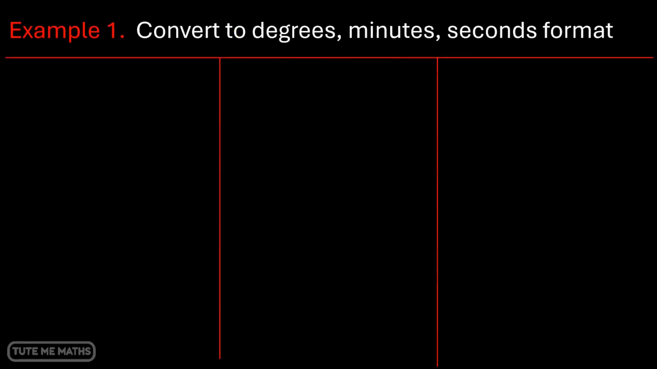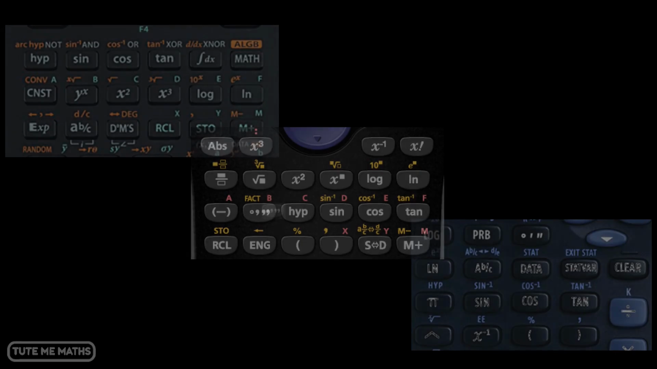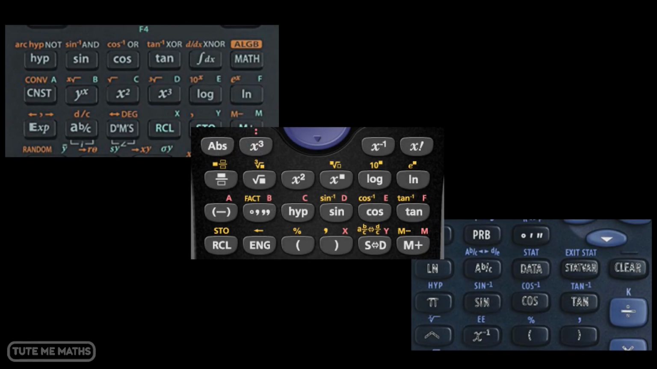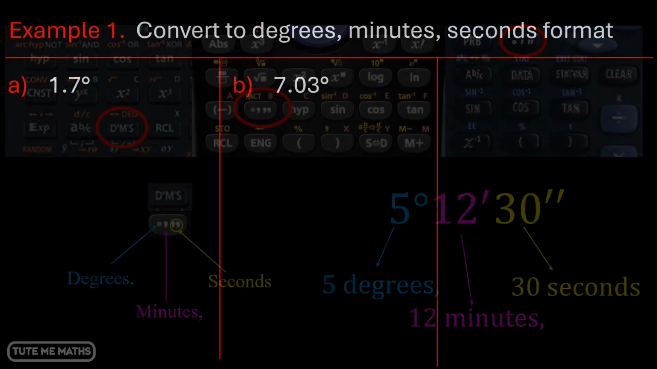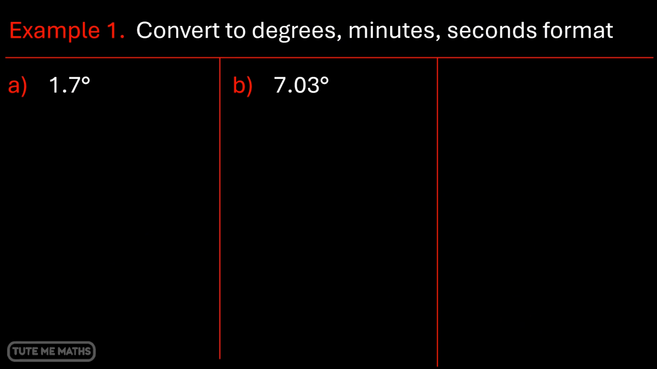Let's try a couple of examples. First though, a quick reminder about the correct notation for degrees, minutes and seconds as seen on most calculators. Using this notation is much more efficient than writing the units in words. Pause the video if you'd like to try these examples on your own first.